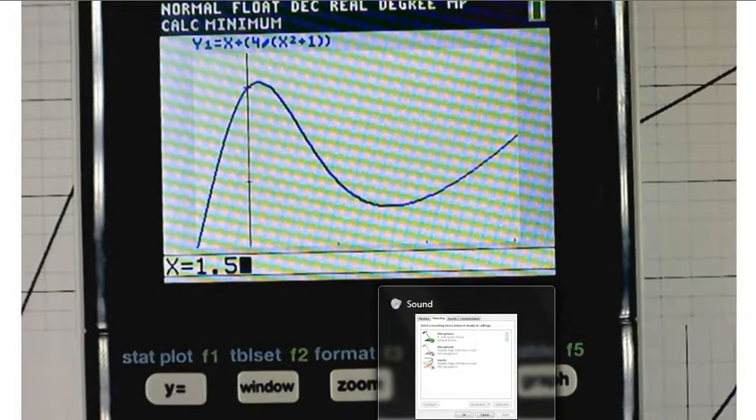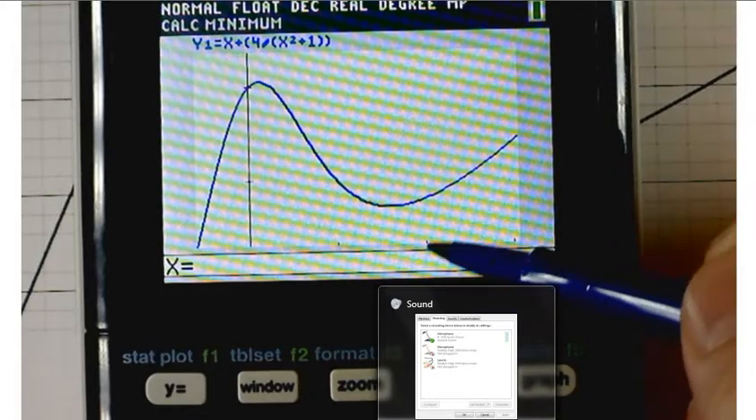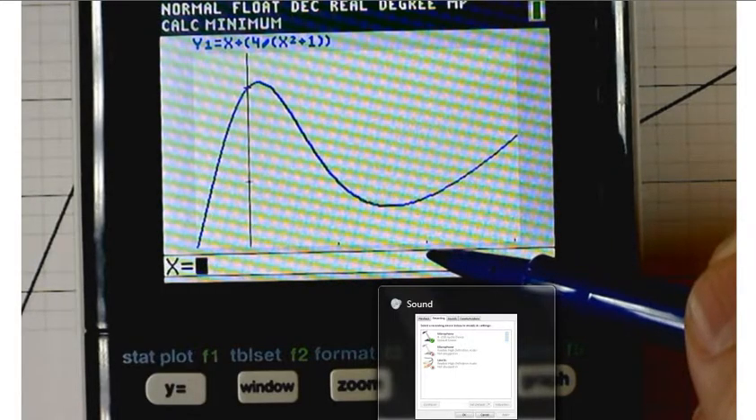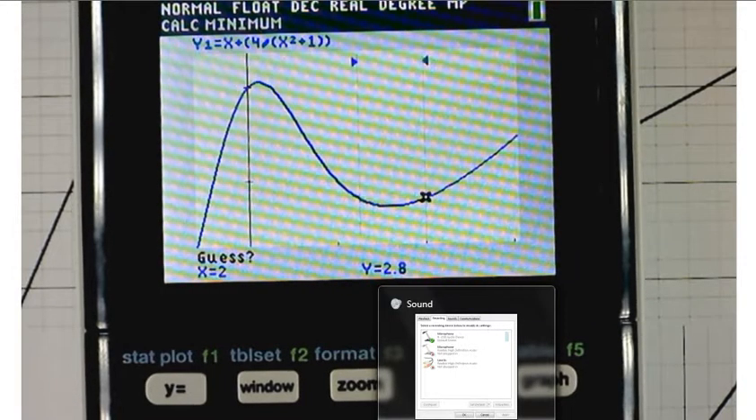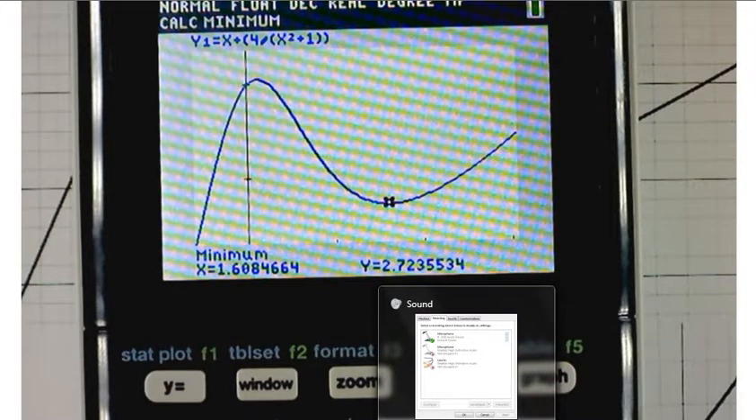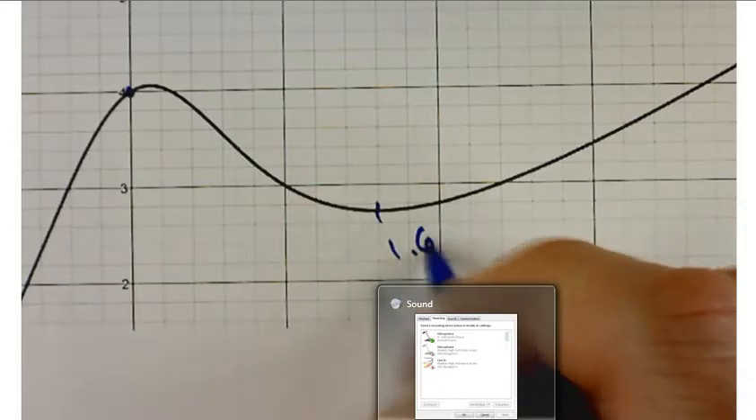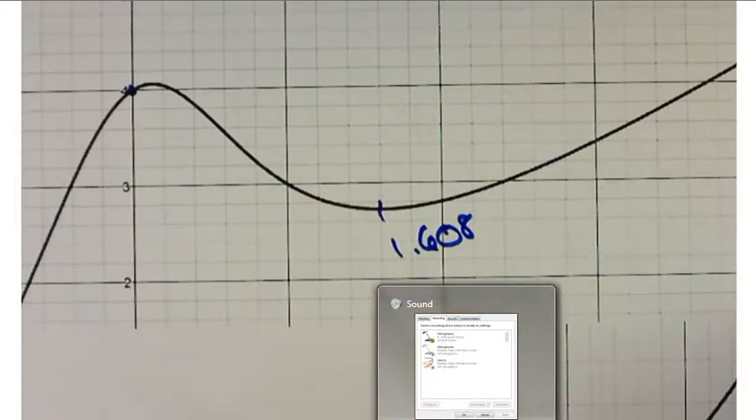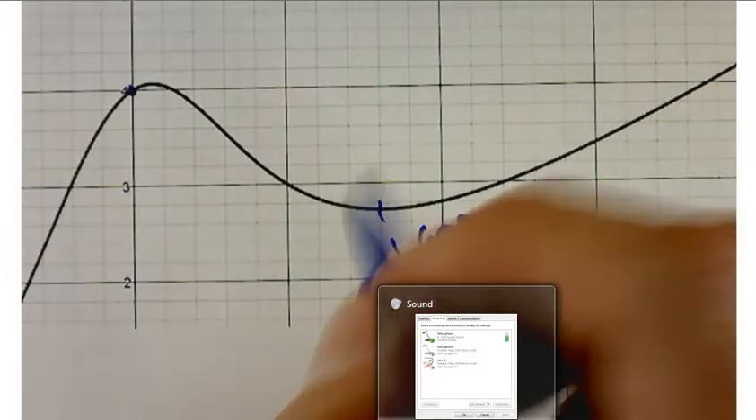I forget the scale here. Do I have it in units of half? Yeah, let's go for 2. And then press enter. So 1.6, 1.608. That's my minimum. Of course, you can get the y coordinate there as well, depending on what you need.